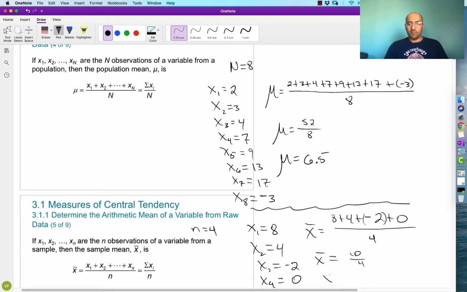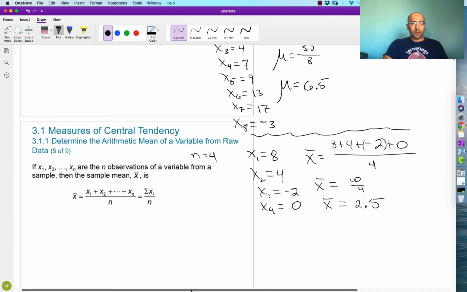Good. So x bar equals 2.5. Pretty easy equation, right? Let's move on then.